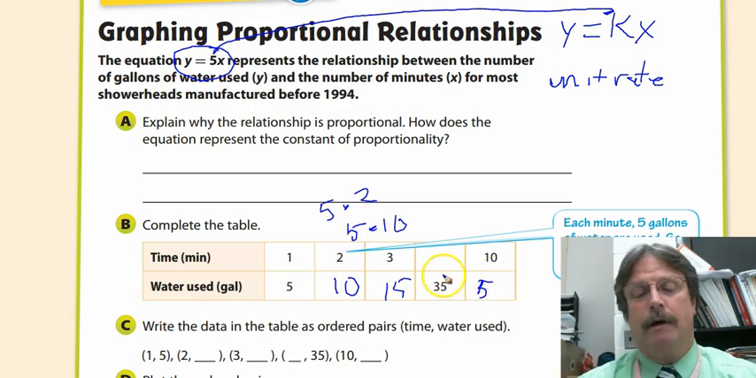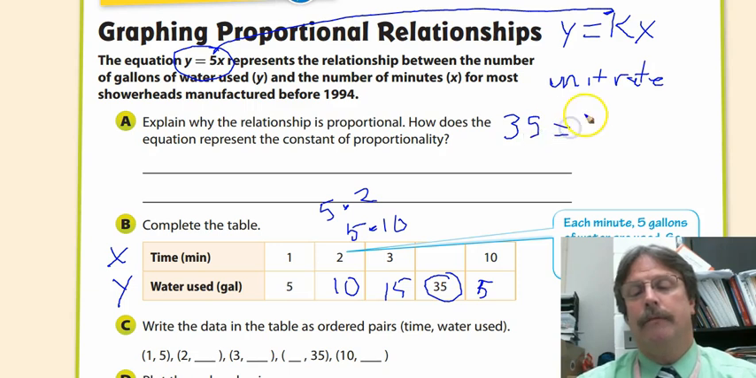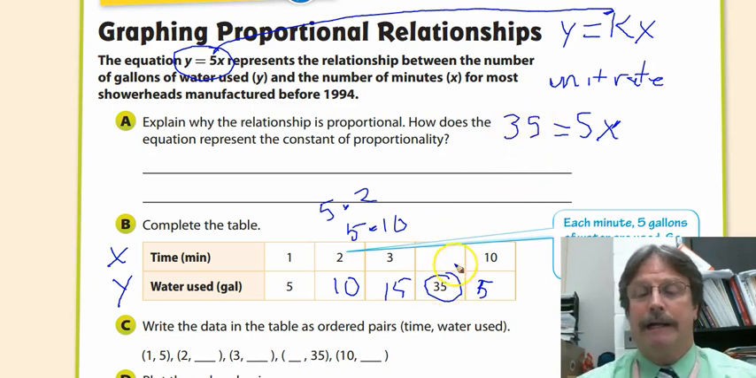Now this one is a little different. Time is in the x position, water is in the y. So what we have to do is change the equation around a little bit, and we're going to go 35 equals 5x. 5 is constant. We do not know what x is, and they give us 35, which is in the y position. That's why we write it there.